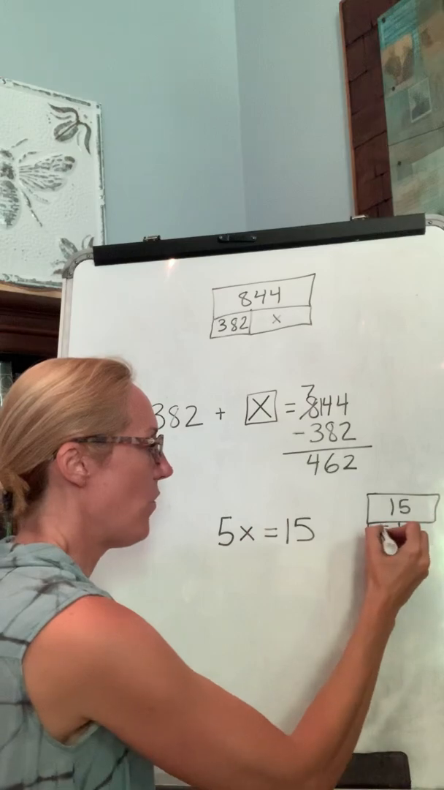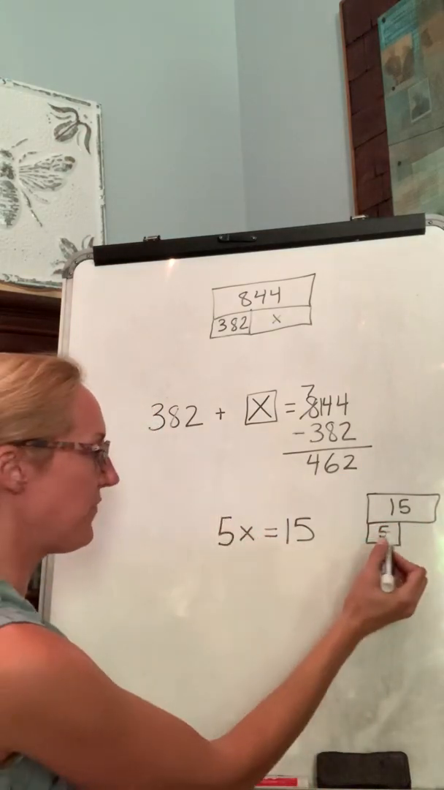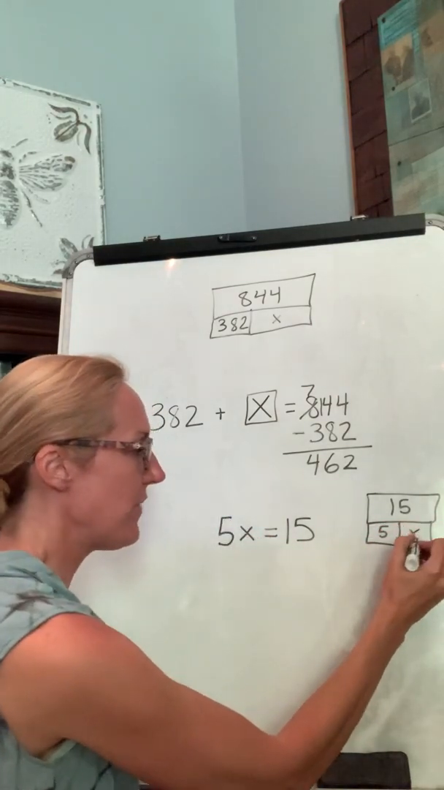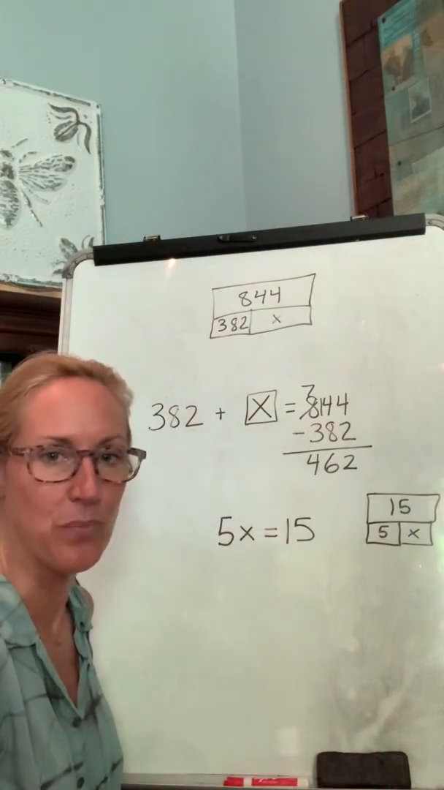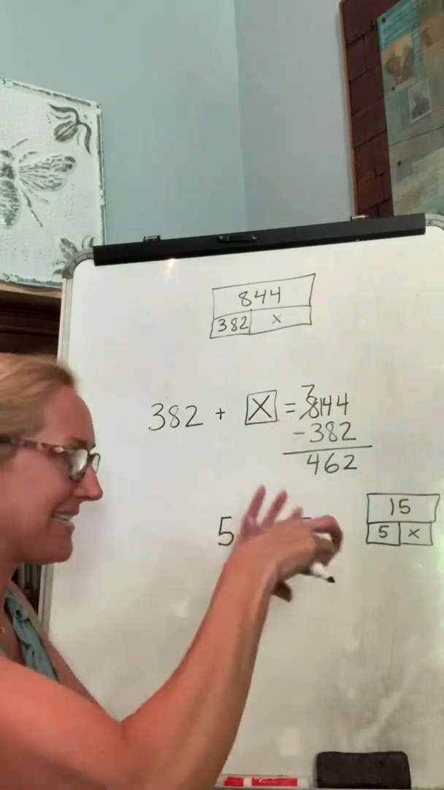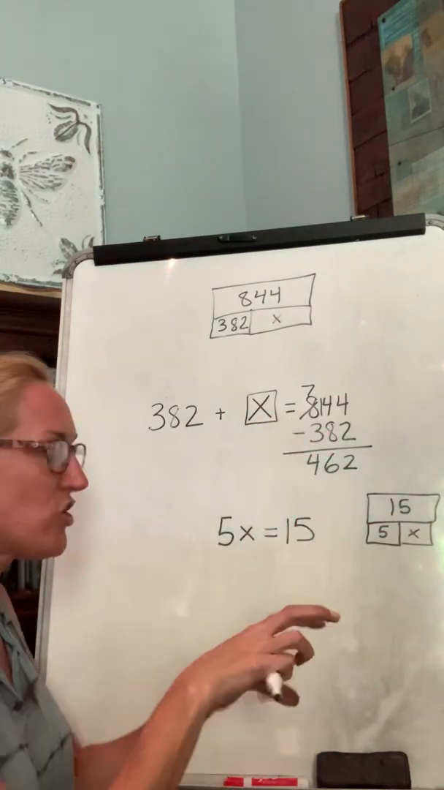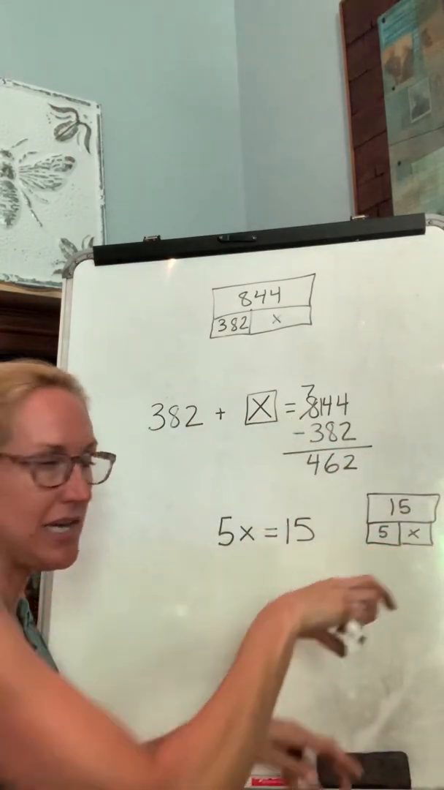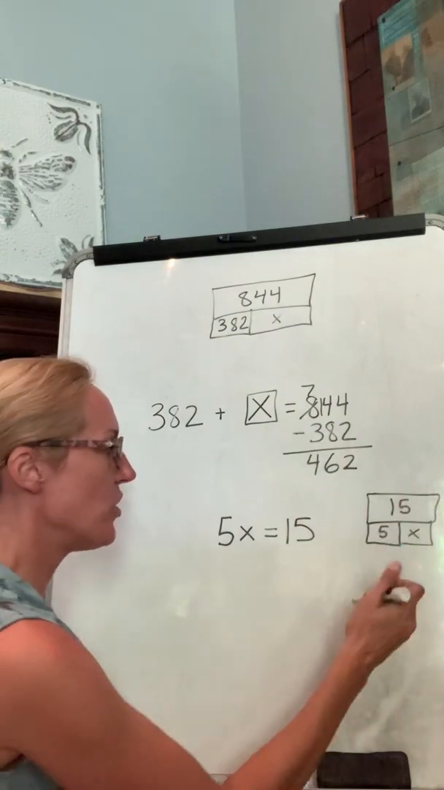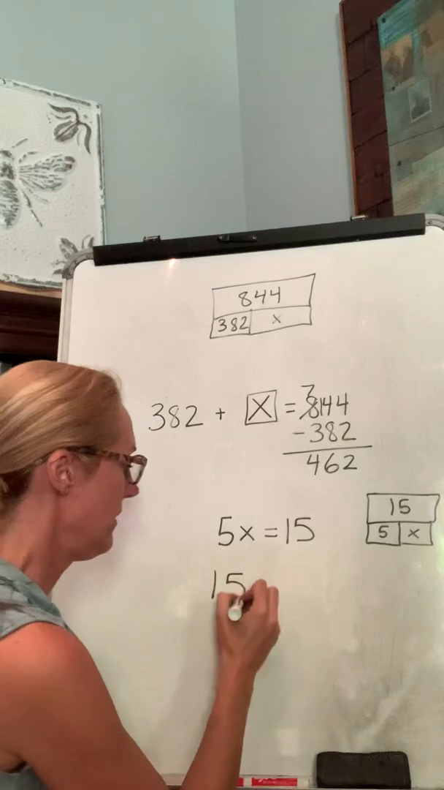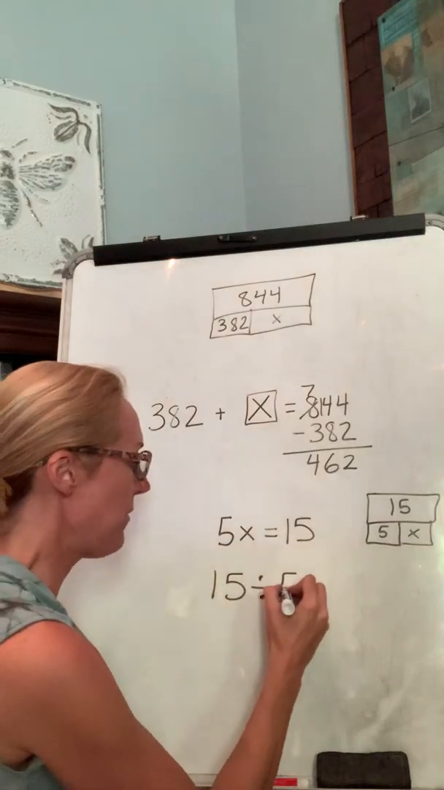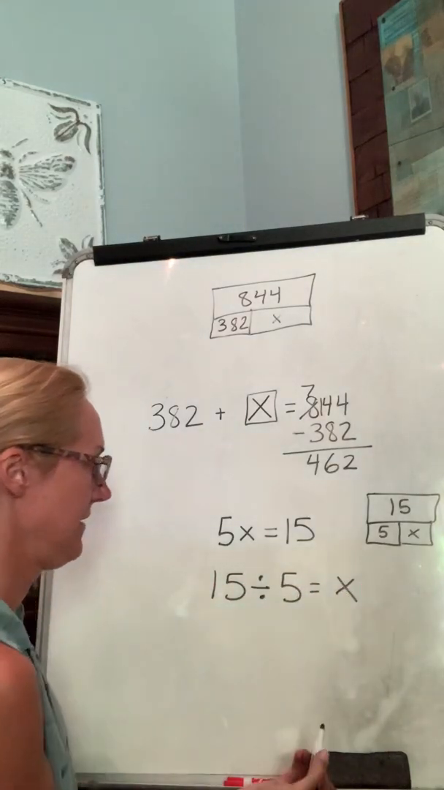And one of the parts that we're multiplying is 5. So to figure out the other part, we're not going to subtract. The opposite of multiplication is division. Multiplying is adding all the numbers together. Division is splitting it up into equal groups. So we're going to do 15 divided by 5 to help us figure out what x is.